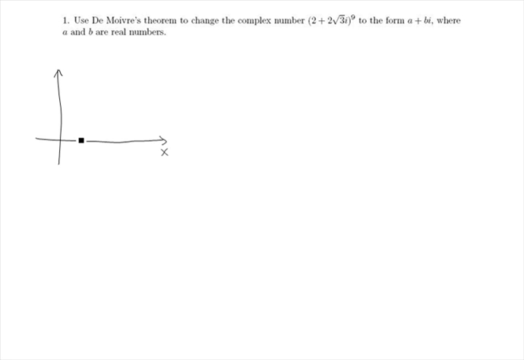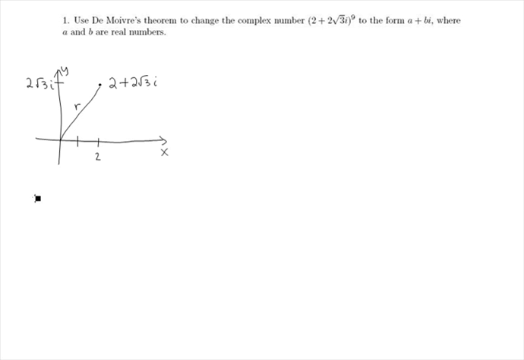So if we go over 2 units in the real direction and then up 2 radical 3 units in the imaginary direction, then this point right here is 2 plus 2 radical 3i in the complex plane. In order to find its trig form, we want to know the radius, r.